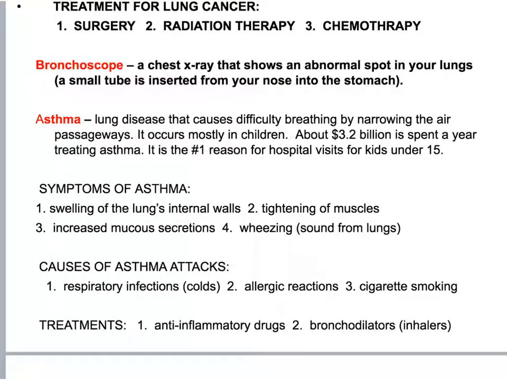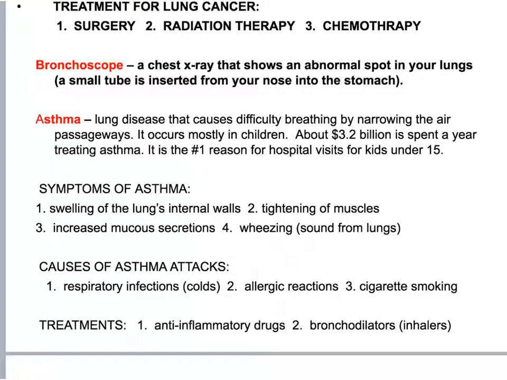Now let's cover the treatments for lung cancer. They include 3 things: surgery, radiation therapy, and chemotherapy. Usually the first part is diagnosis, and they use a bronchoscope. It's a chest x-ray that shows an abnormal spot in your lungs, and usually in that process a small tube is inserted from your nose into your stomach.